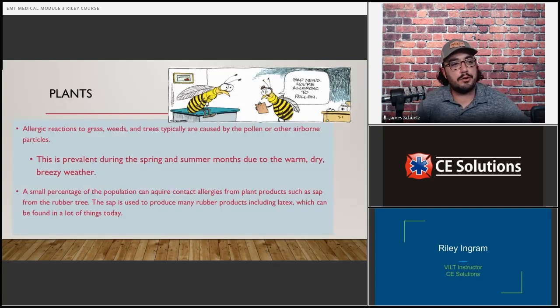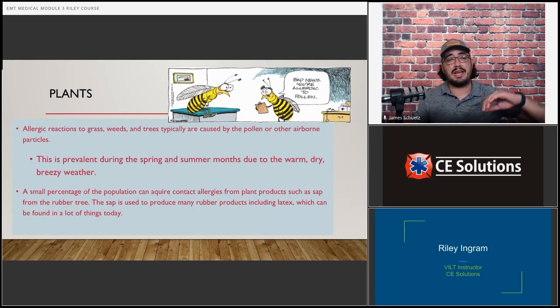Plants. Allergic reactions to grass, weeds, and trees are typically caused by the pollen or other airborne particles. And I don't know anyone that's not allergic to pollen. All right, I feel like 100% of the human population is allergic to pollen. It's awful. This is prevalent during the spring and summer months due to the warm, dry, breezy weather.